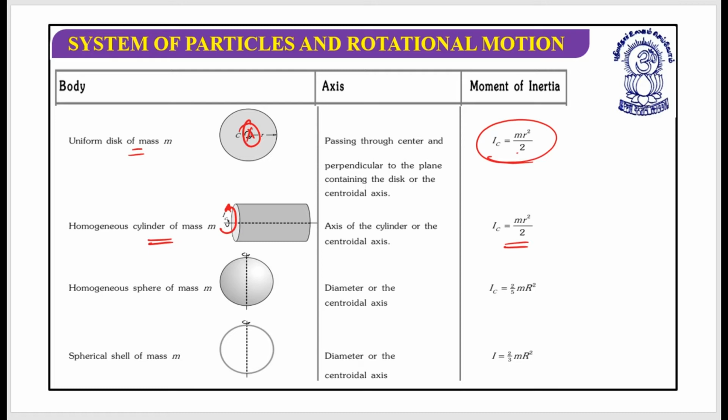Next, it's a homogeneous sphere of mass m. Then for a sphere of mass m, this will be 2 by 5 mr square, and the rotational axis passes through a diameter, or the centroidal axis.